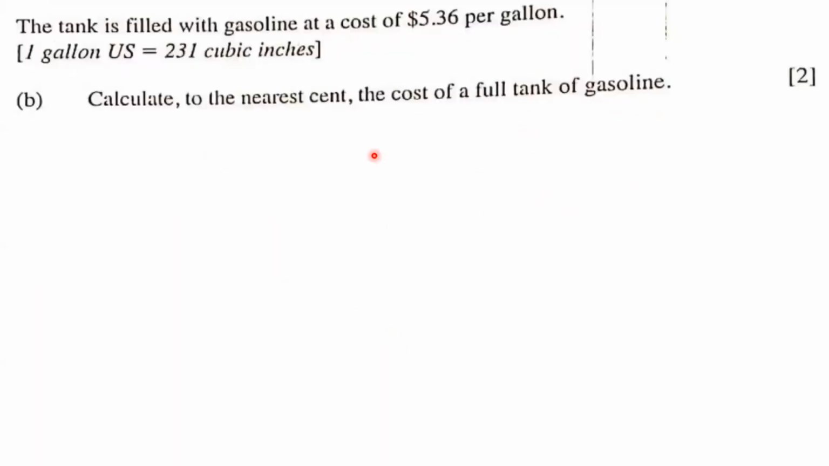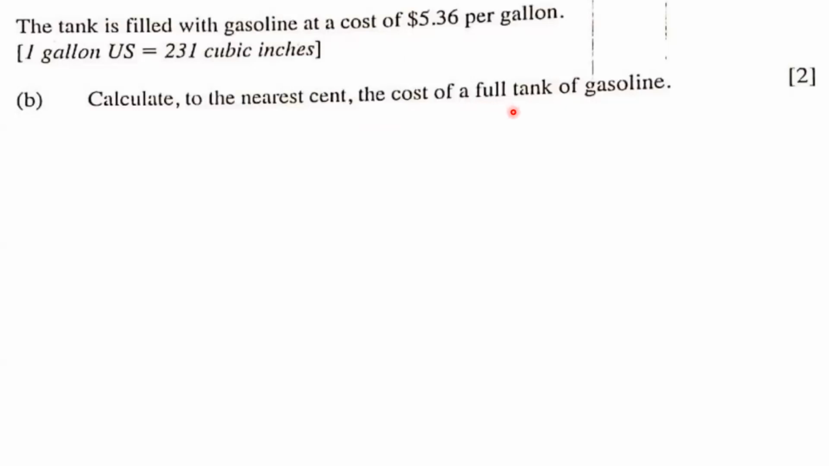It says a tank is filled with gasoline at a cost of $5.34 per gallon. We know that 1 gallon is equal to 231 cubic inches. So they're asking us to calculate, to the nearest cent, the cost of a full tank of gas.